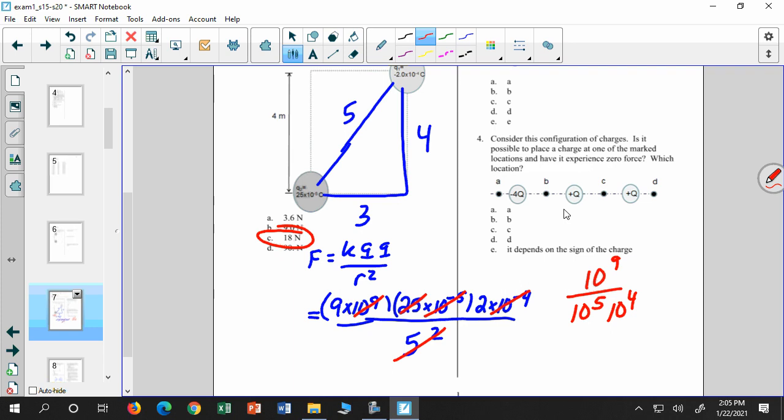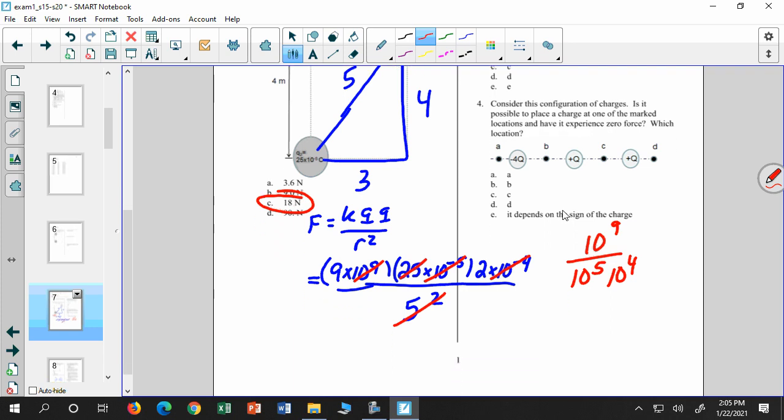Let's look at number 4 while we're on this page because students sometimes get confused about these. We did one in class like this today. It was similar to this. Remember I said, look at the old test, that there are variations of this problem, and not just with forces, but also with fields, which we'll get to next week, and then potential, which we'll get to, I don't know, later, maybe next week. So here I want to know, is it possible to place a charge at one of the marked locations and have it experience 0 force? And then which location is that? Most of the time on these, the sign of the charge doesn't matter.